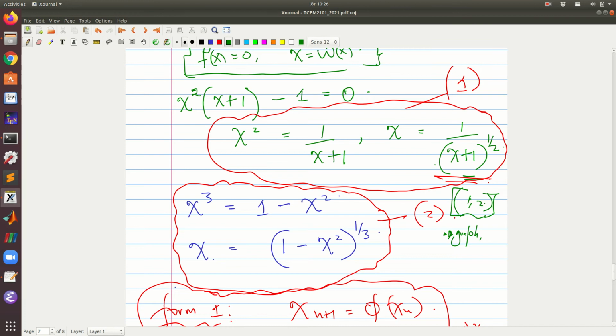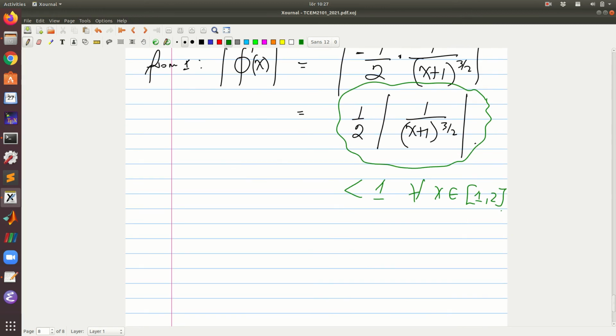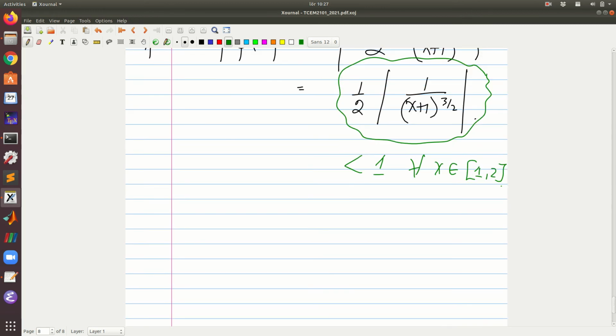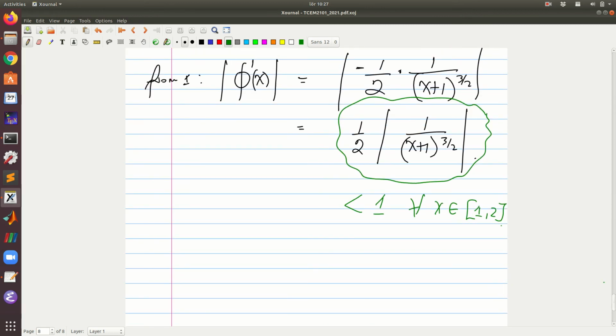So I think I can comfortably say that this function here is continuous on the interval 1, 2. If it is continuous on the interval 1, 2, then perhaps we'll go ahead and check this condition: is this less than 1 for all values of x?